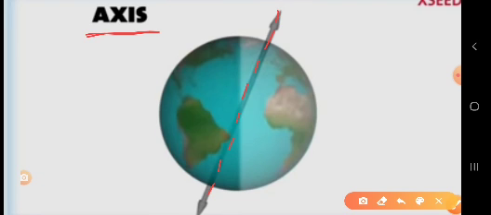But if we rotate in the opposite direction, that is called anti clockwise. So the movement of earth is anti clockwise. So children, the movement of the earth is anti clockwise.